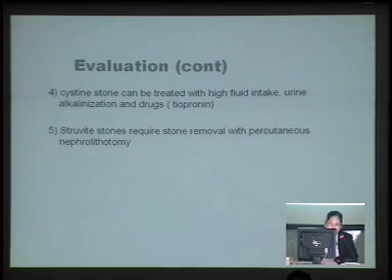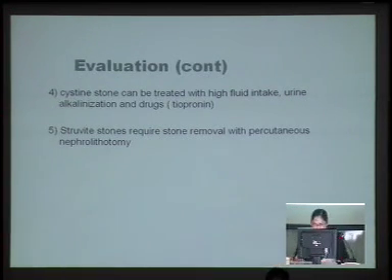And cystine stones are very difficult to treat. You need to increase the urine volume, alkalinize the urine, and give some medicine. We don't see that much. Struvite stones require stone removal only. There's no other treatment for struvite stones or staghorn calculi. Okay, I think that's it.